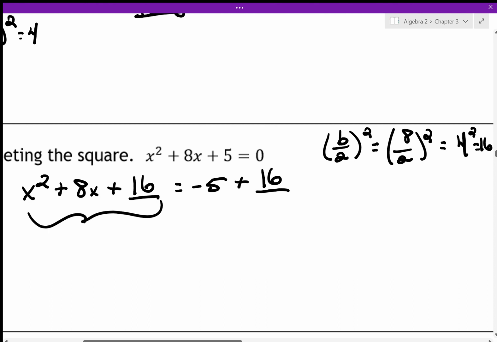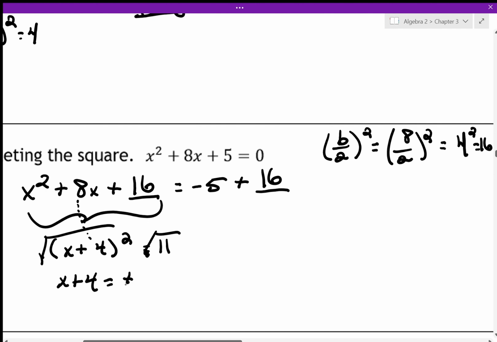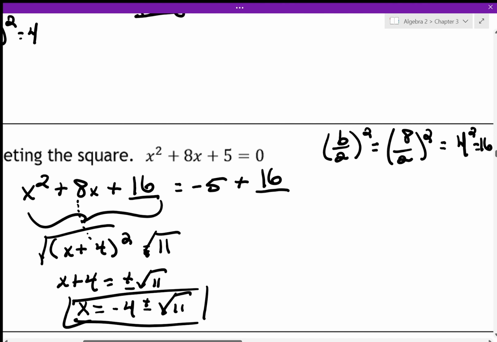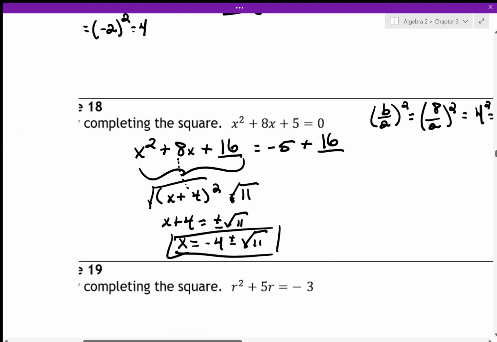This left guy here, we've made it such that it has to factor, right? We did the process of completing the square. It has to factor. It's going to factor to be x plus 4 quantity squared, right? And that's that middle guy divided by 2. Now on the right side, negative 5 plus 16 is going to be 11. Now I take my root of both sides, and I get x plus 4 equals plus or minus root 11. And I subtract my 4 and I get x equals negative 4 plus or minus root 11. And there we are.